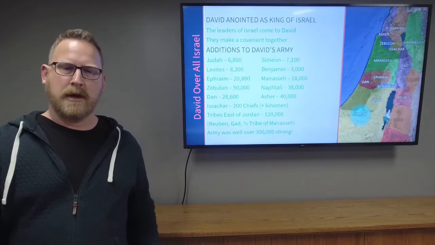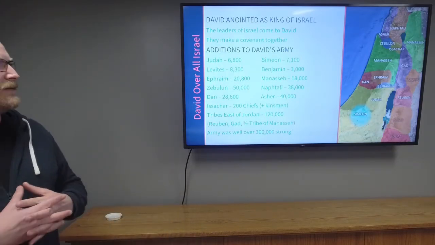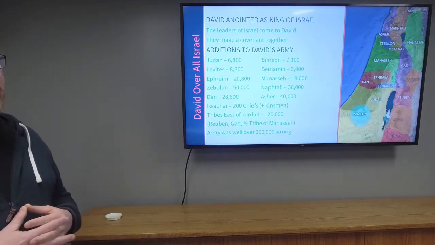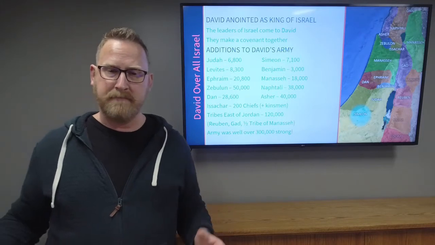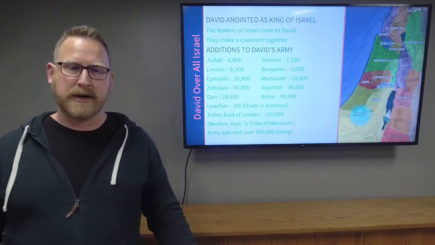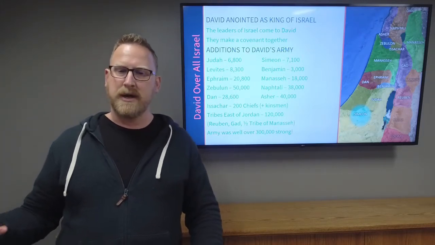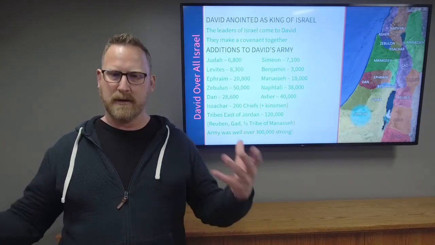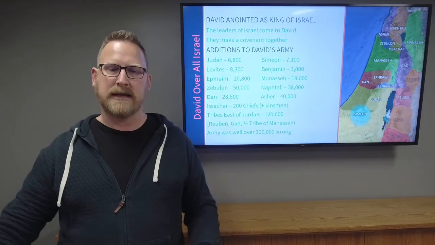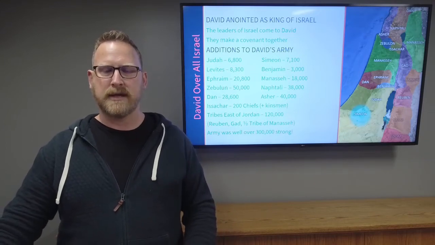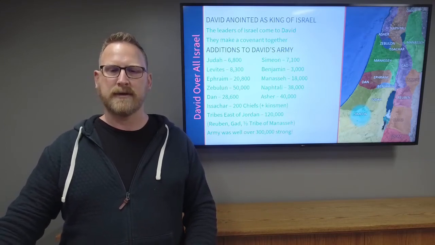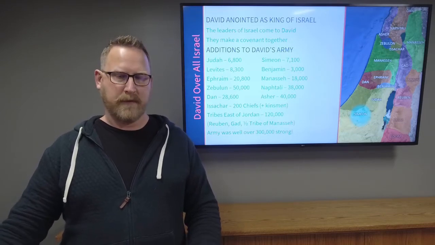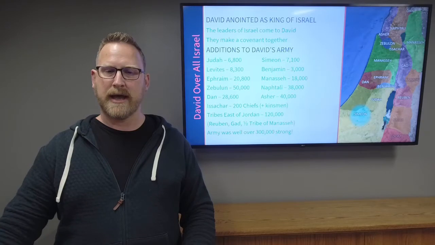So, at this point, David is anointed king of Israel by all of the tribes. And when the leaders come to him, they also bring different soldiers to add to his army. So it's kind of the enlistment, and they're saying, we are pledging these troops to you. The additions to David's army: there's 6,800 given from Judah, which he would have already had a good number from at that point.